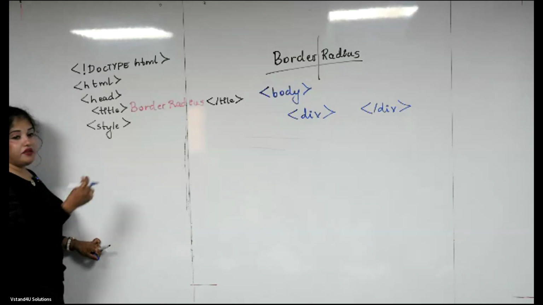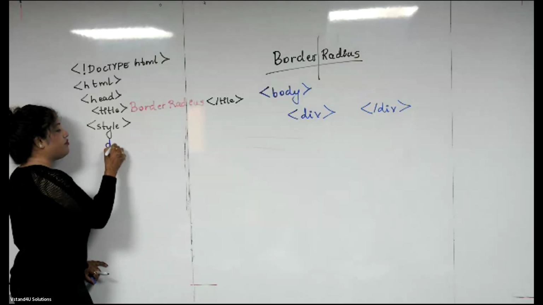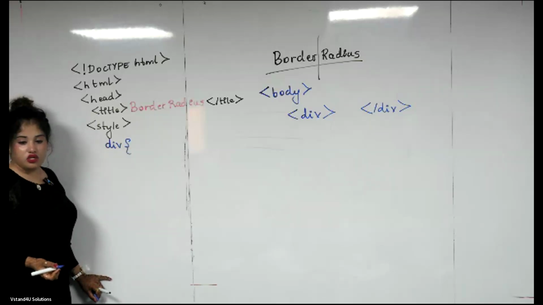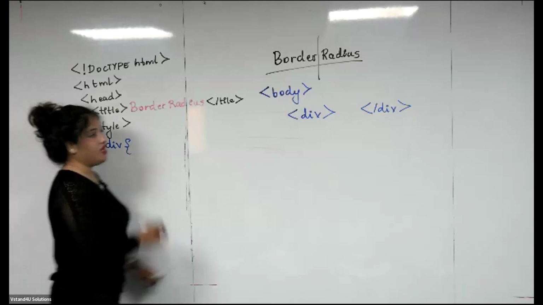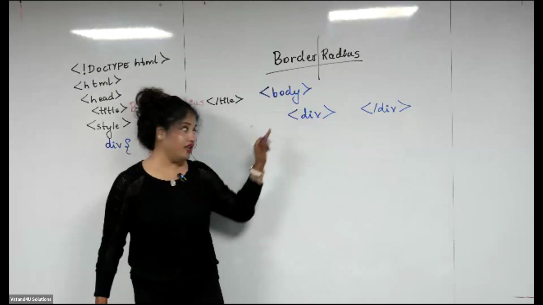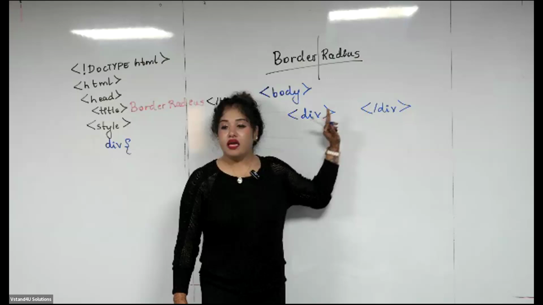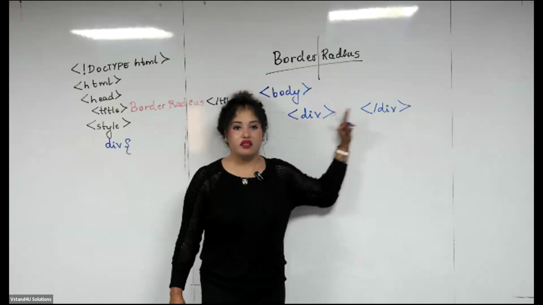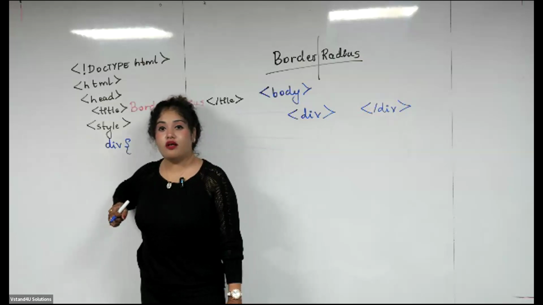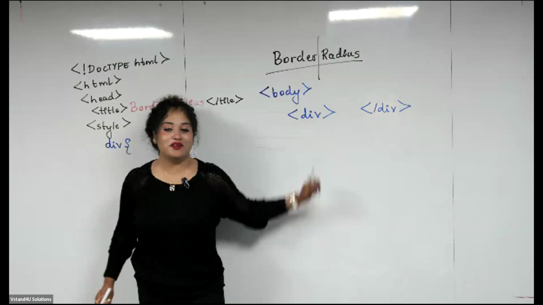Okay. Let me take the style tag, and inside this, the first element I am going to consider is the div tag. Okay. So now you people tell me, since I haven't passed any content inside this div tag, if I give the border also, how will I get it?